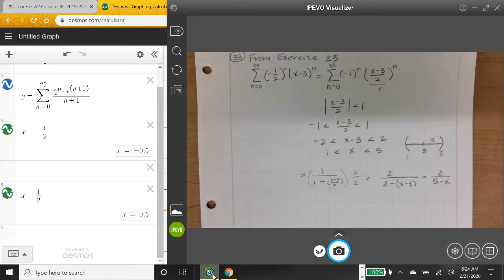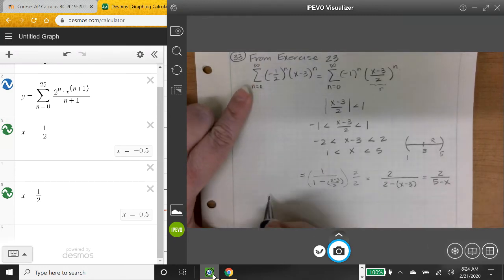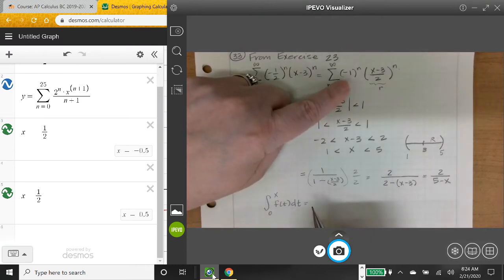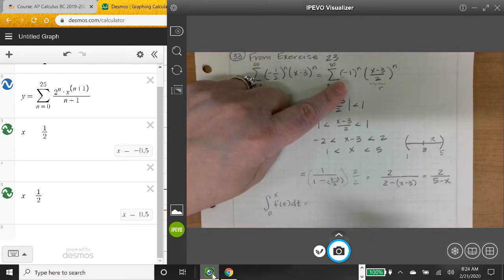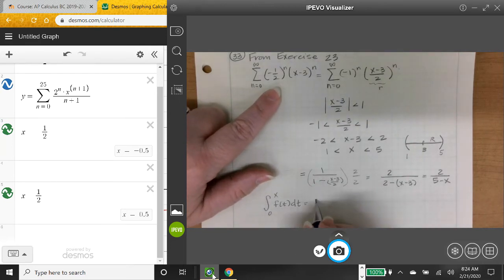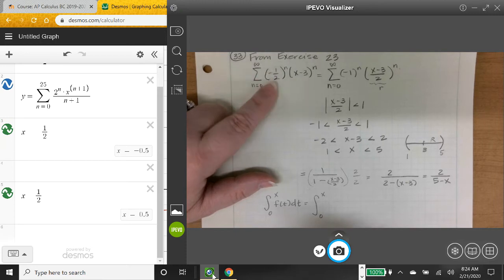All right, so what we're going to do is find a representation for the integral from 0 to x of f of t dt. But we're going to use the power series they gave us, and maybe we'll just use this version here. It really doesn't matter which one you use, but the constant goes along for the ride. So I think I'm going to leave the constant out here.